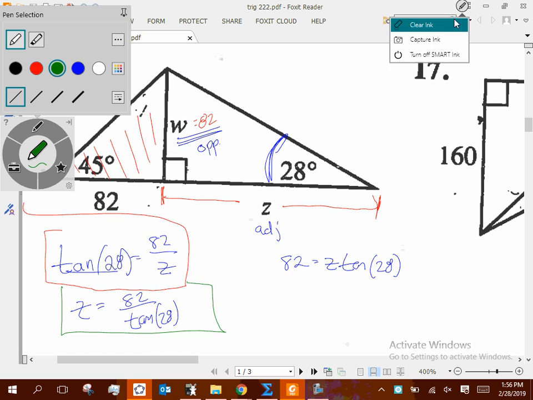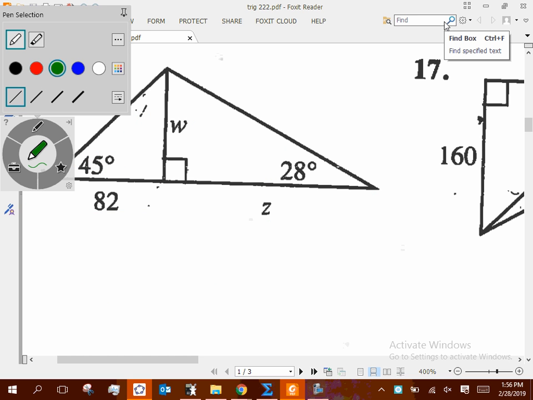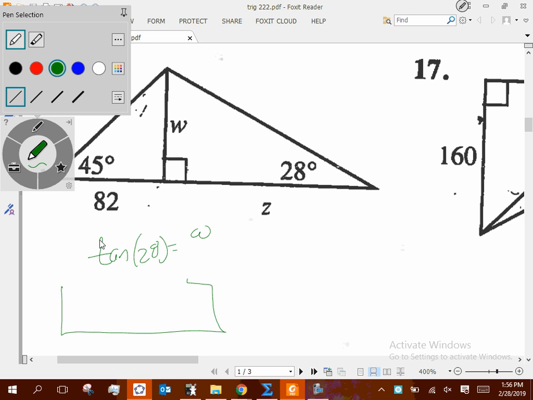Some people earlier in the day were doing this, and they said, I'm going to look, tangent 28 equals W over Z. And they wrote that. Is that right? Is tangent 28 equal to W over Z? Do you guys agree with that? That's where they started, and what's wrong with that? I can't solve that, right? Two variables. And then they erased it, and they go over here, and they find 82, and they say, okay, well, now tangent of 28 is equal to 82 over Z. But I just wrote down the same equation that I previously had?